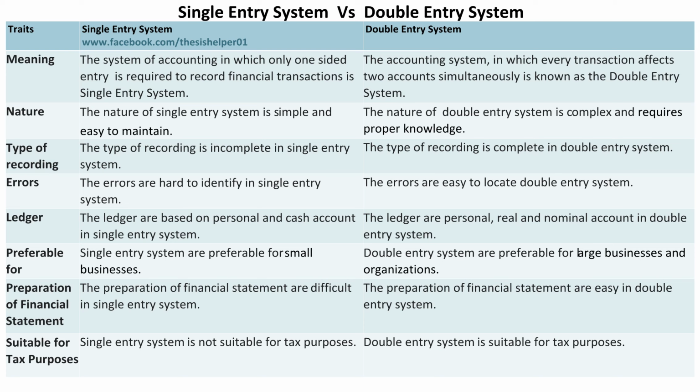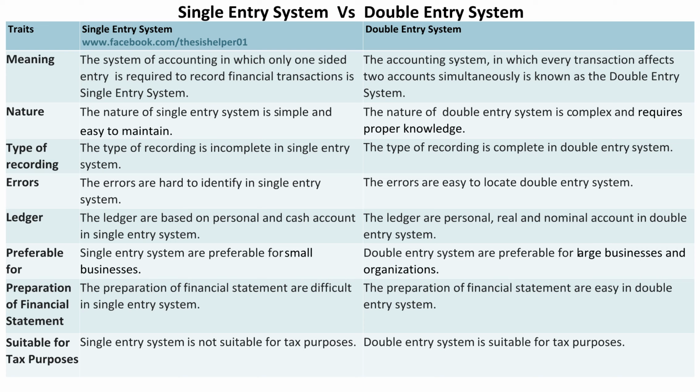The nature of single-entry system is simple and easy to maintain. Whereas, the nature of double-entry system is complex and requires proper knowledge. The type of recording is incomplete in single-entry system. Whereas, the type of recording is complete in double-entry system. The errors are hard to identify in single-entry system. Whereas, the errors are easy to locate in double-entry system.